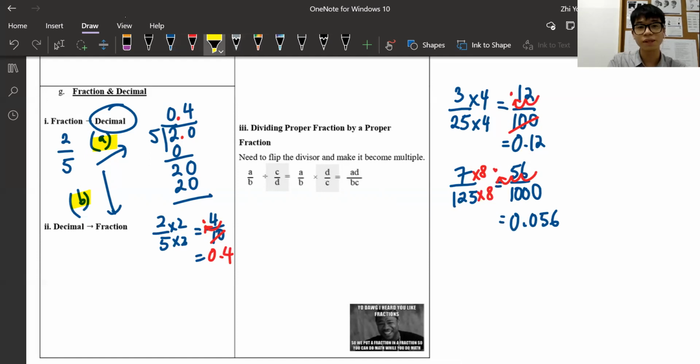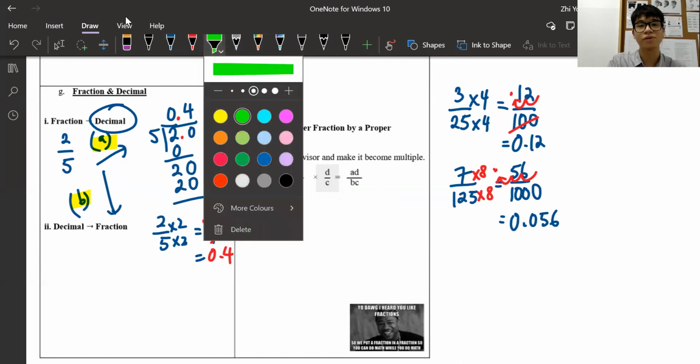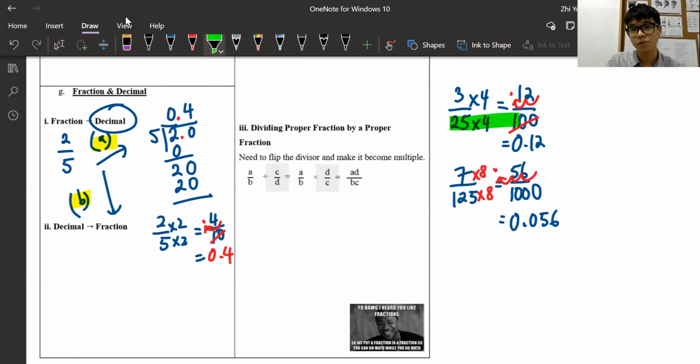The whole reason I'm bringing these two examples is that I want you to always know that 25 times 4 is equal to 100, and 125 times 8 is equal to 1000. This is a very basic concept that you must know to help you do your math easily. So this is the first part that I want to discuss, and it's done.